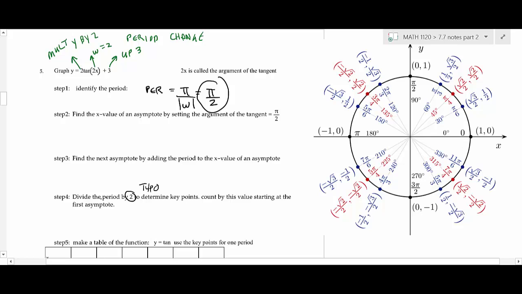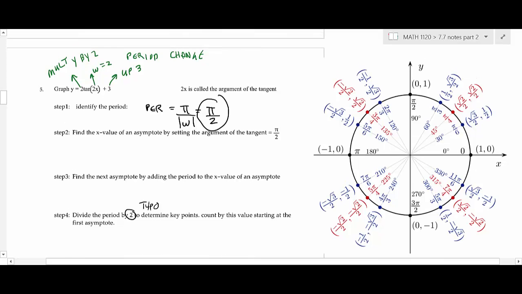Now, this is what's different about doing a tangent. The way I try to teach a tangent is, your goal needs to be to find 2 asymptotes. If you can find 2 asymptotes, you know where the period starts and where it ends, and then you can find those 3 key points in the middle. So here's the easiest way to do this. First of all, you set the argument equal to pi over 2. What I mean by the argument is whatever's in the parentheses, because that's changed. We call that the argument.